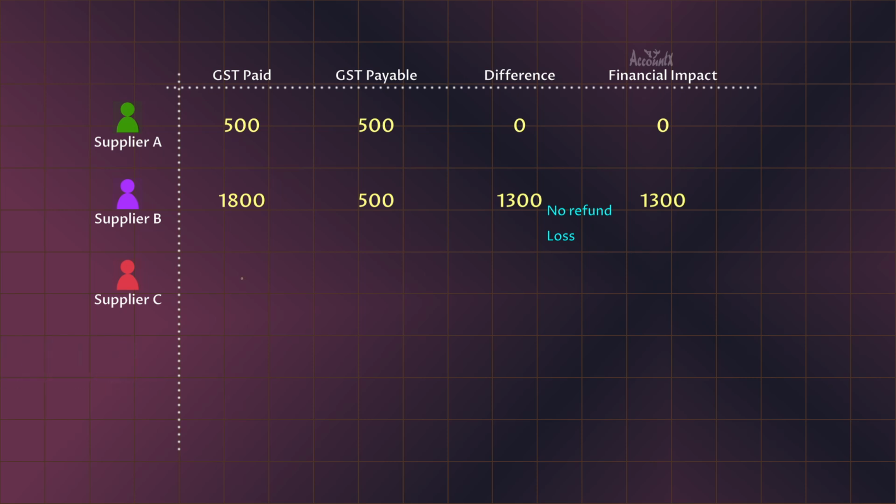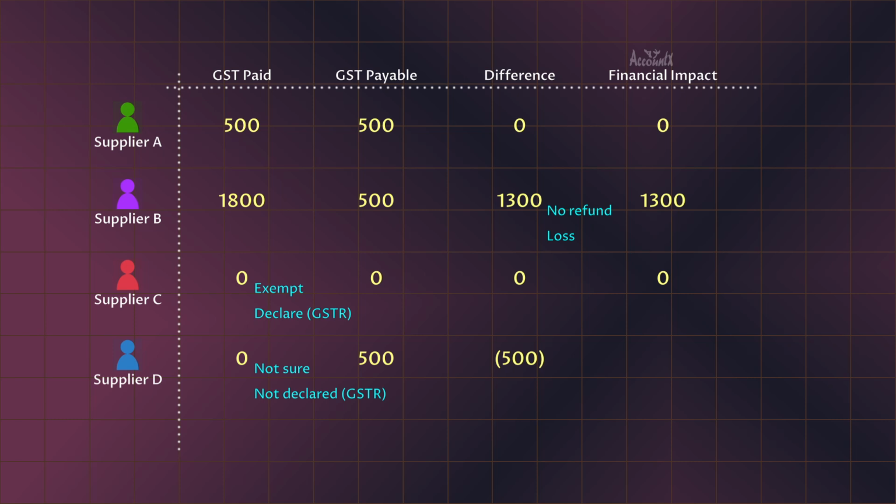Supplier C has paid GST 0, assuming it to be an exempt transaction being a religious pilgrimage. If C declares this as an exempt supply in GST returns, then C is not required to pay GST at 5%. So GST to pay would also be 0, no financial impact even for C. Now D, GST paid 0. But the reason this time is D is not sure what is the correct rate of GST. So D has not declared this as an exempt supply. In this situation, D is required to pay GST at 5%. So GST to pay 500. So financial impact for D is 500 plus interest as applicable.